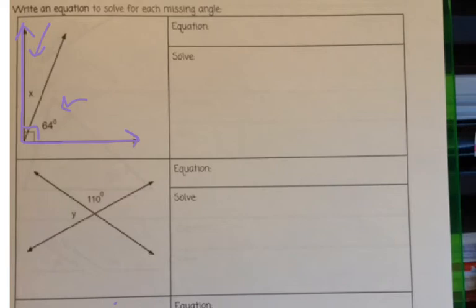My equation is going to come from here. I have my x plus 64, and that equals 90 degrees. Remember, I know that because all right angles equal 90 degrees. Another thing that's special about these two angles is together they equal 90 degrees. So that means that they are complementary. I'm just going to rewrite my equation so I can solve it.